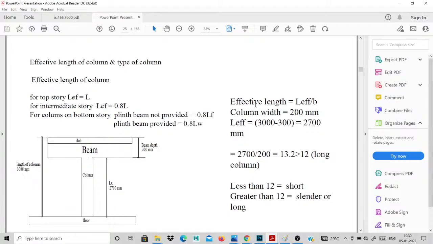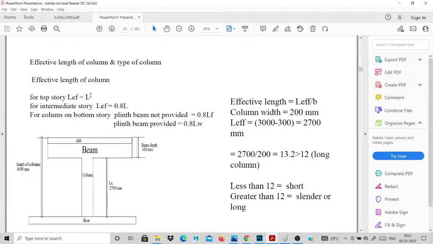Then you calculate the effective length with a formula. For the effective length, L is the total length of 3000 minus 300. I take this length, then multiply it according to your conditions.